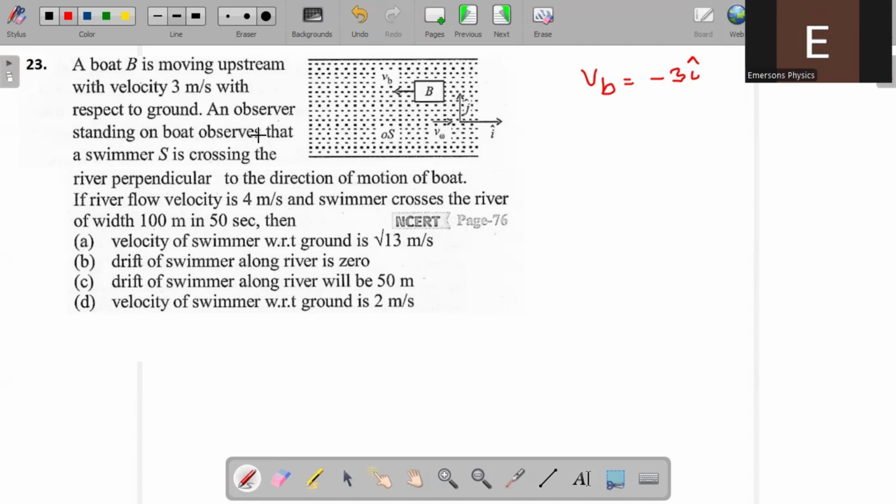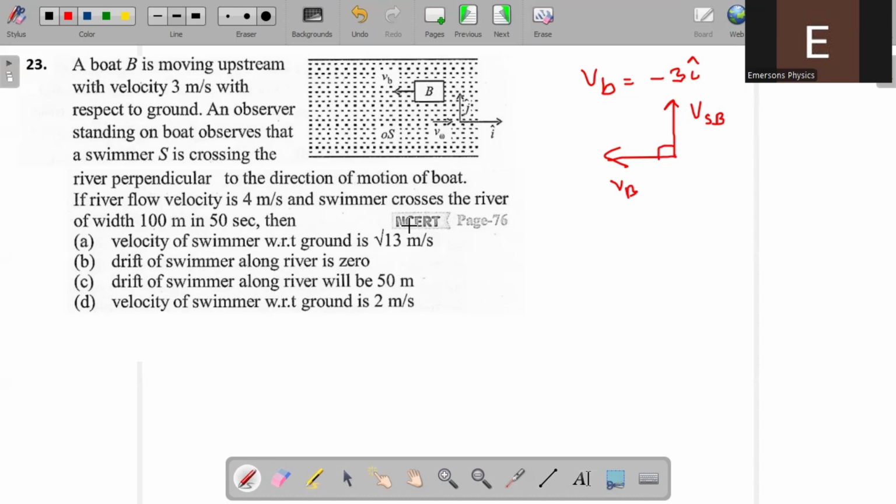An observer standing on the boat observes that a swimmer is crossing the river perpendicular to the direction of the motion of the boat. So it is very clear. The observer sees the velocity of the swimmer with respect to the boat is at an angle of 90 degrees, perpendicular to the direction of the boat.